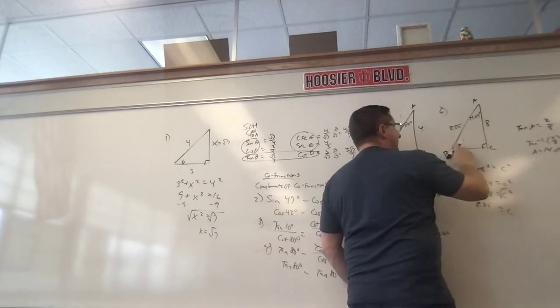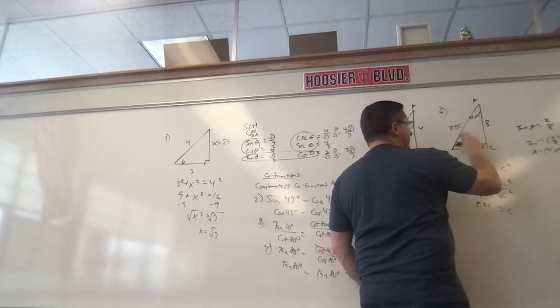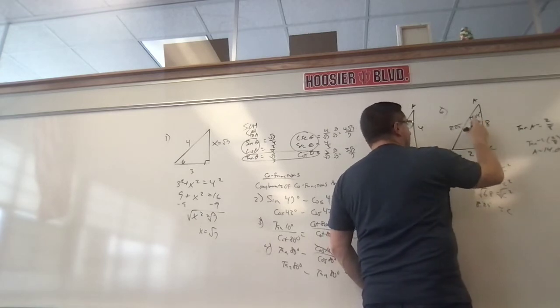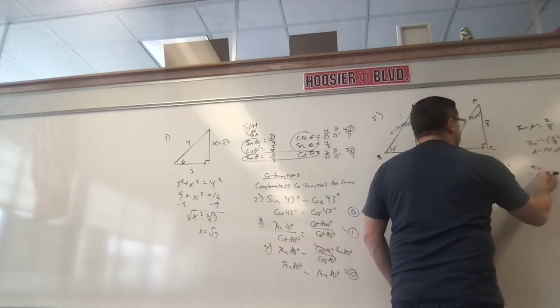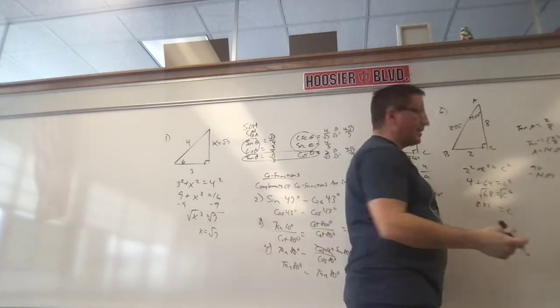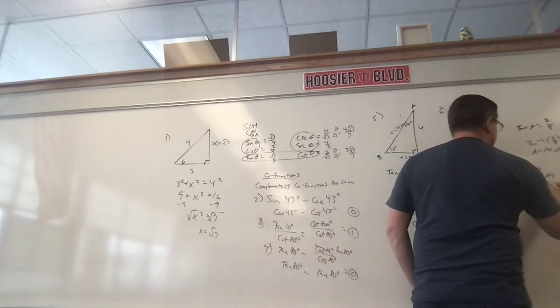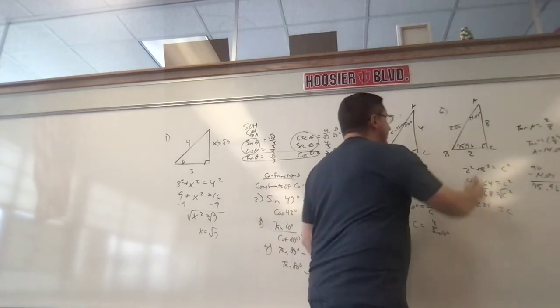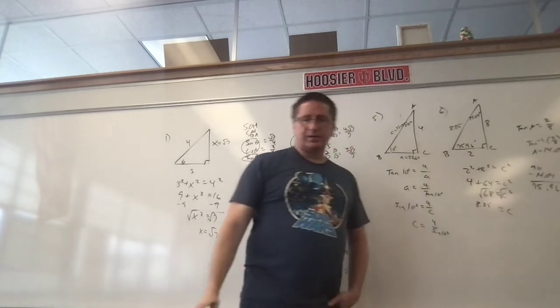Then find B, simple enough. If this is 90, these two together have to add to 90 because 90 plus 90 is 180. So I could just take 90 minus 14.04, or again, you could add these together and subtract 180, it's the same thing. Do that and you get 75.96 degrees. Those are the first six questions.